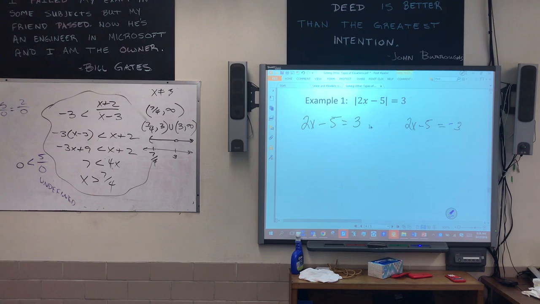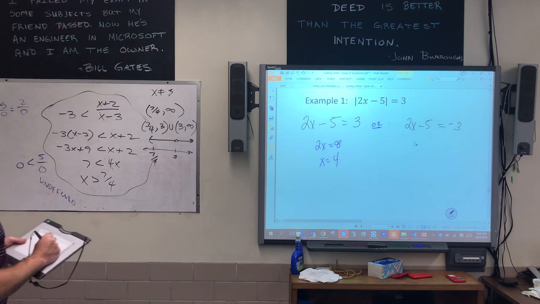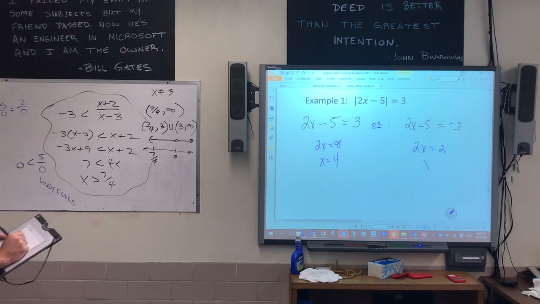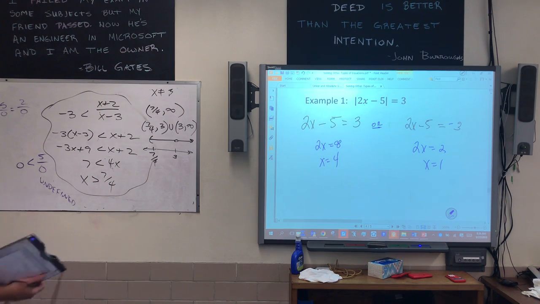Okay? Because both those equations are going to yield solutions that put our expression 2x minus 5 either on the left-hand side of 0 or on the right-hand side of 0. Okay? So solve those. It's pretty easy to solve. 2x equals 8. X equals 4, right? Okay. Over here, 2x equals what, 2? X equals 1.